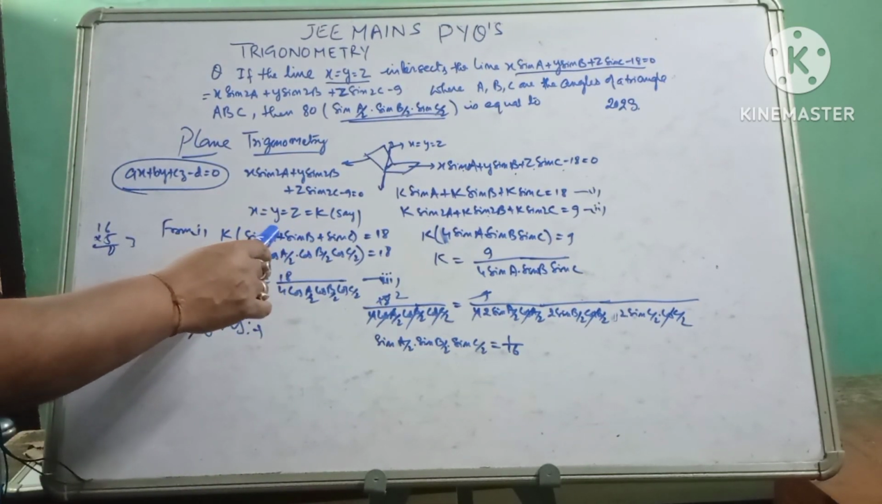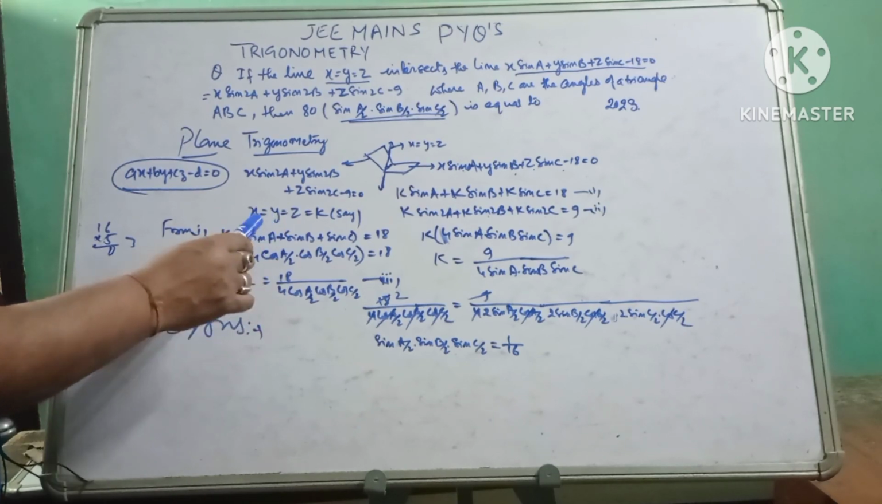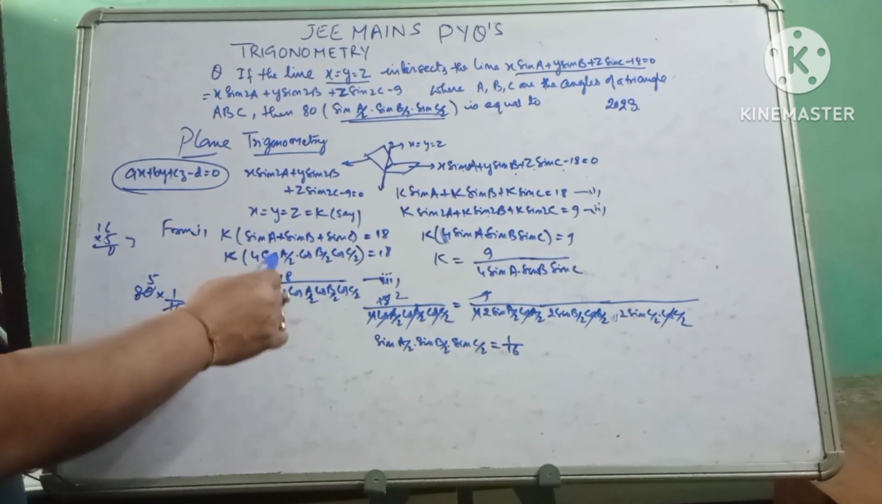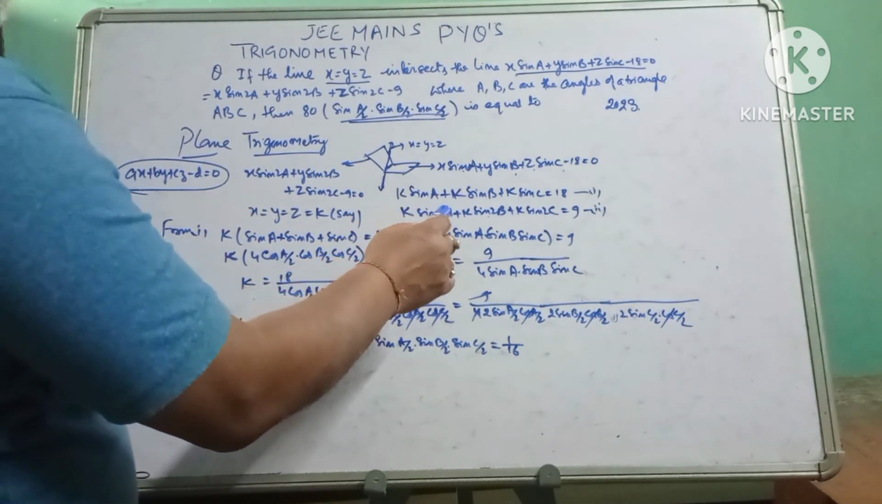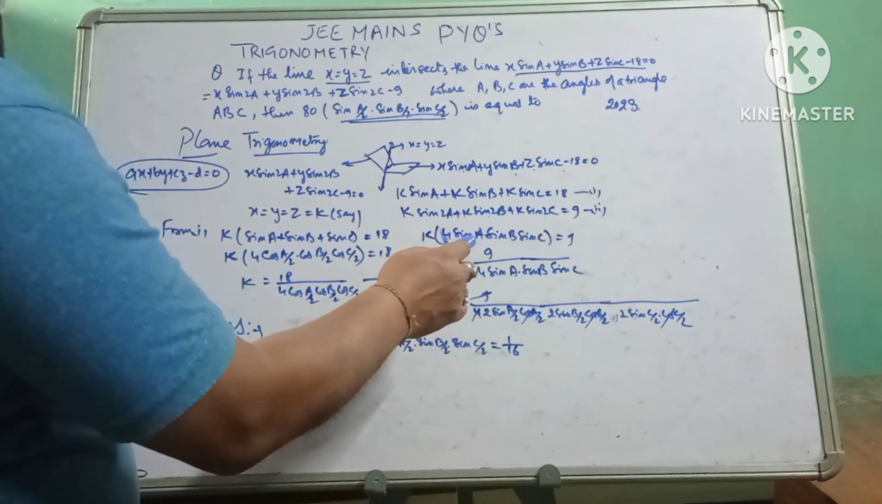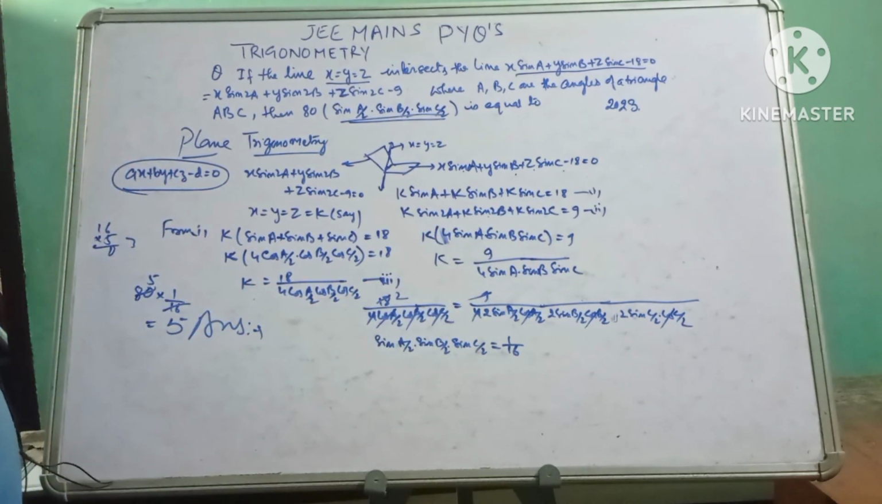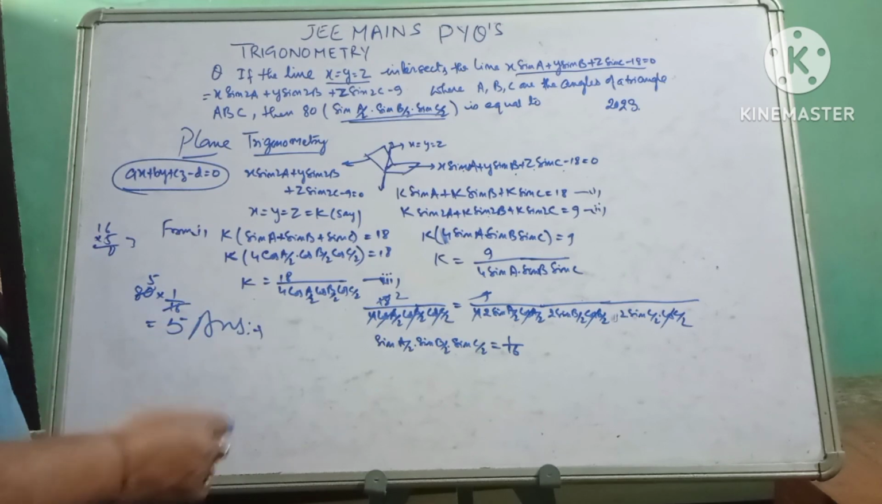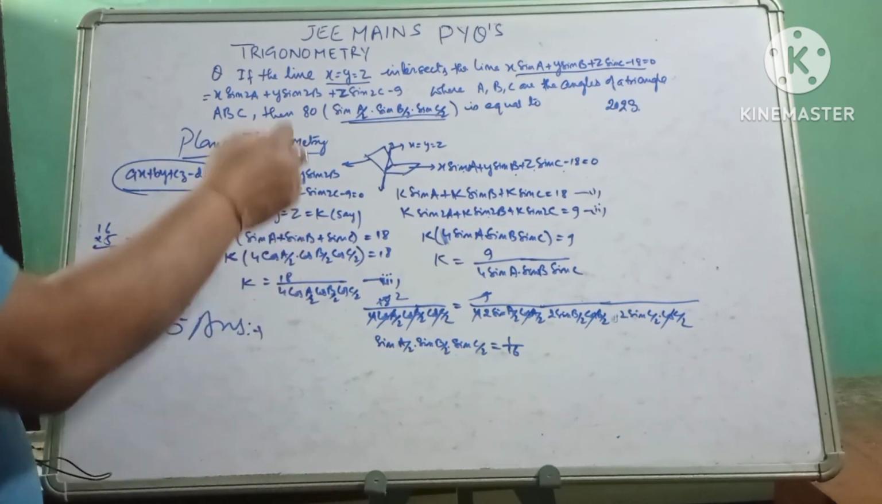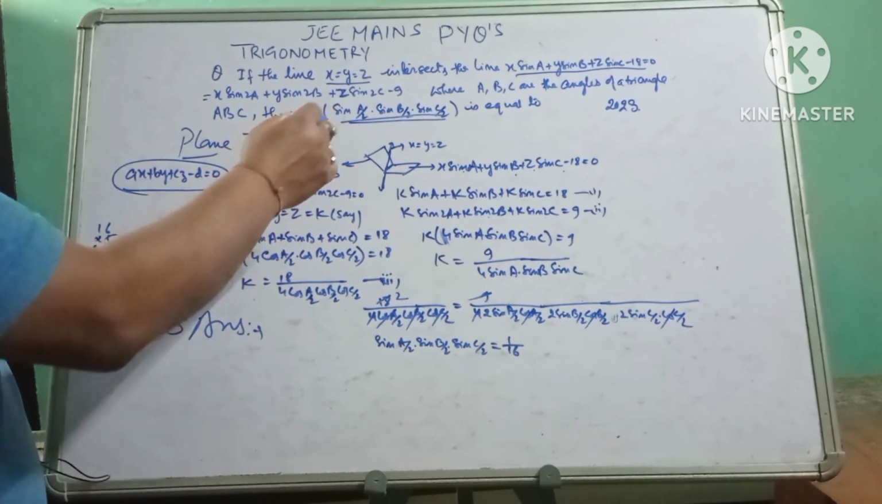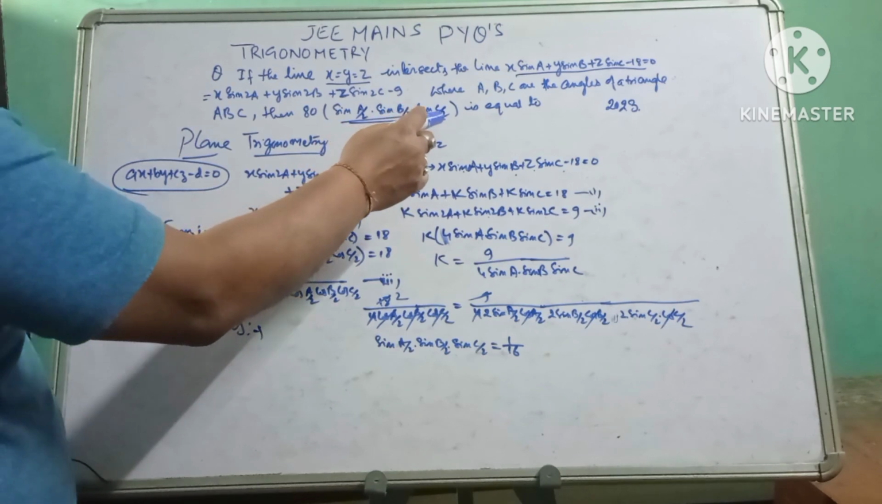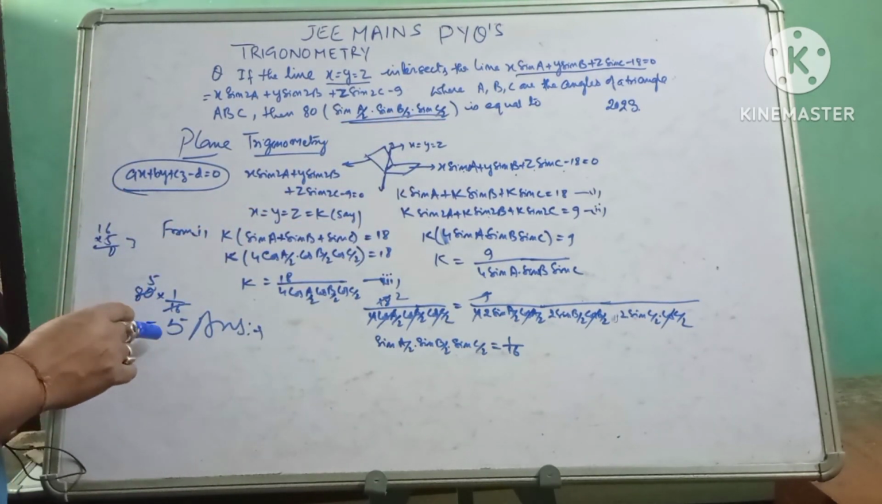trigonometry, this is the result. This is not actually a formula, but these are the results which we get: sine 2A plus sine 2B plus sine 2C is equal to this. With the help of this I have found the value of 8 sine A by 2 sine B by 2 sine C by 2, and this comes out to be 5.